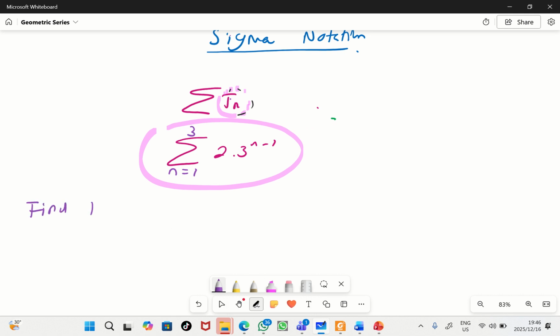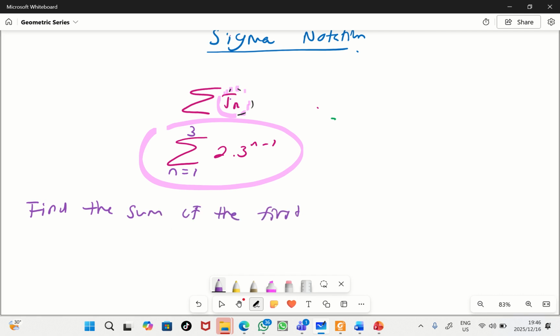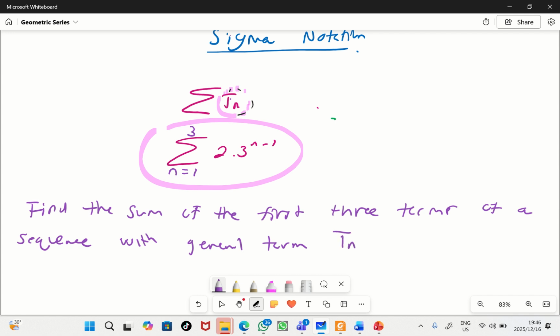find the sum of the first 3 terms of a sequence with general term Tn equal to 2 times 3 to the power n minus 1. That's what it is. Or you're just adding the first 3 terms. So that's about that.